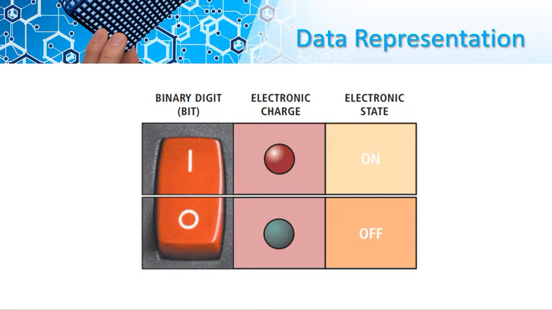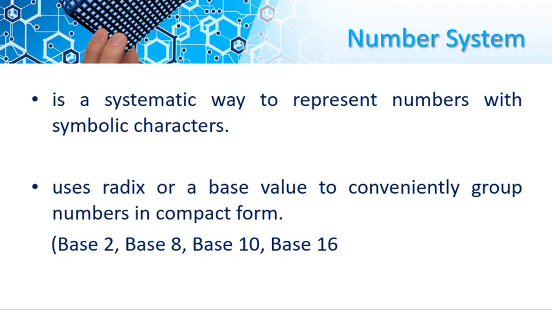So usually the computer can only understand two digits, or in our alphabet, just two alphabets. We have the 1 and 0. So the computer can only understand 1 and 0. Since computers only understand the two states, the 1 and 0, we have what is called a number system.